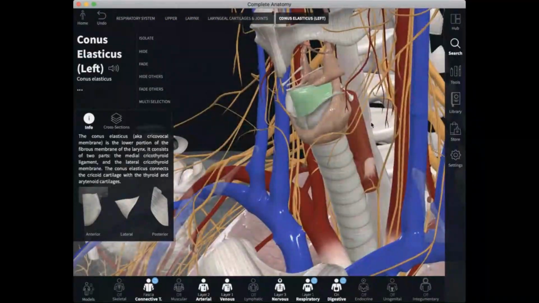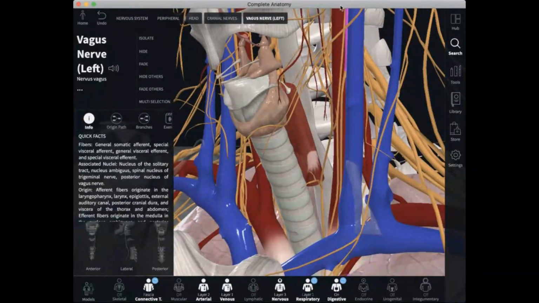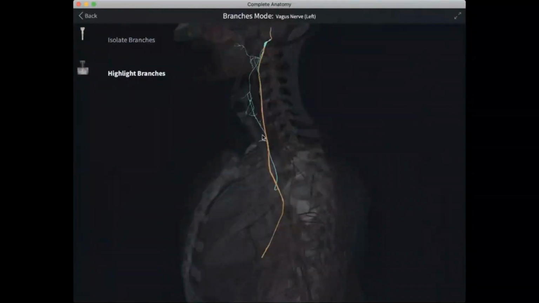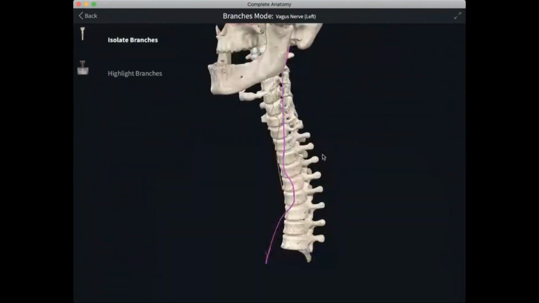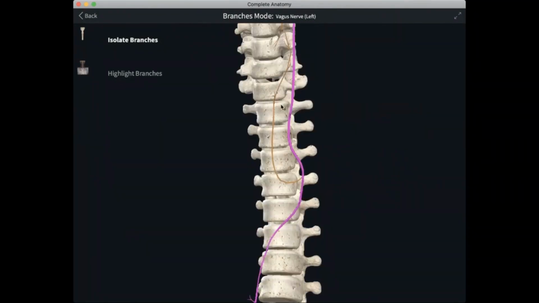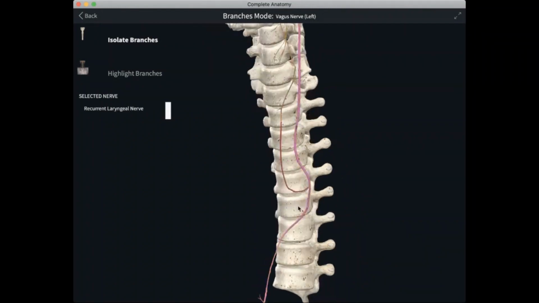Apart from this, there are many branches of the vagus nerve. Now we can see the branches. You can see all these branches. As I told you, it supplies the respiratory passage, the respiratory system, and this is the laryngeal branch of the recurrent laryngeal nerve. This is the branch that supplies the vocal cord.